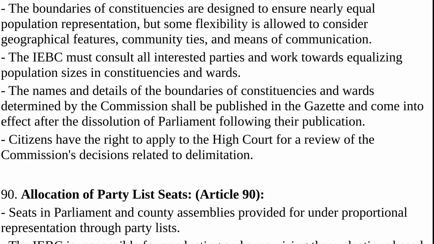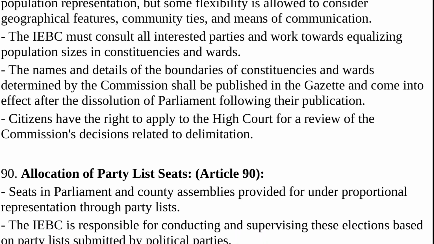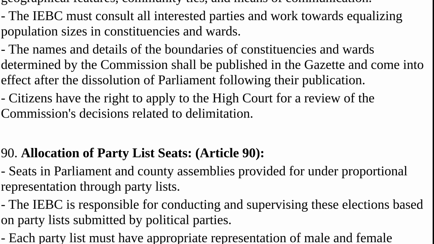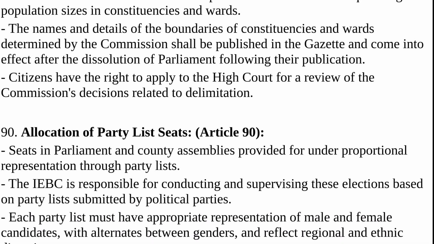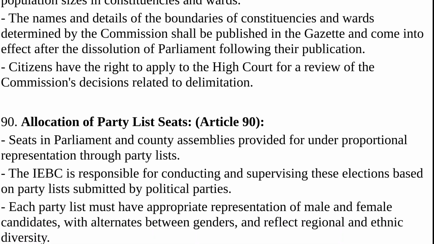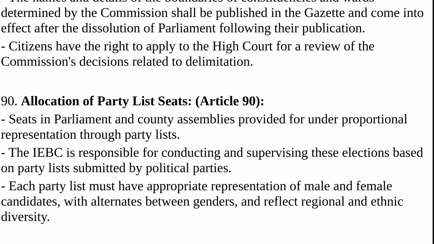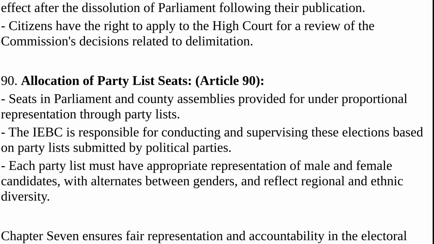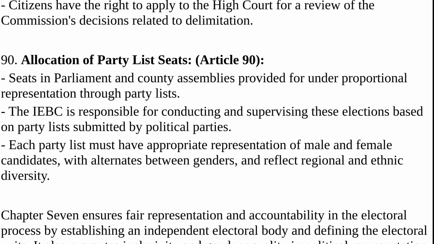90. Allocation of party list seats. Article 90. Seats in Parliament and county assemblies are provided for under proportional representation through party lists. The IEBC is responsible for conducting and supervising these elections based on party lists submitted by political parties. Each party list must have appropriate representation of male and female candidates, with alternates between genders, and reflect regional and ethnic diversity.